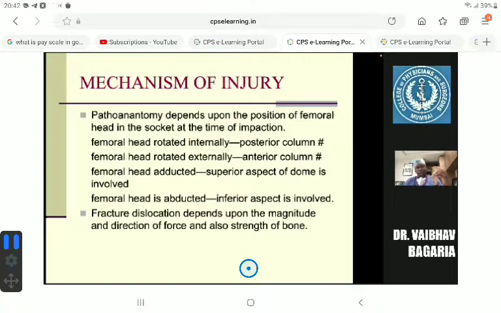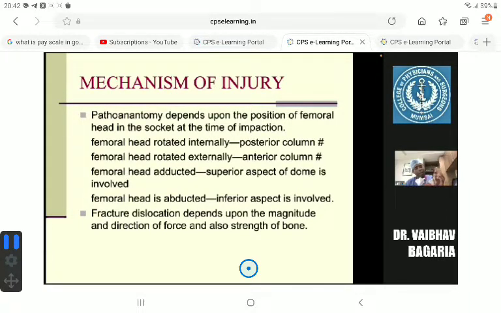So as I was telling you, this is the model of the pelvis. This is your anterior column, and this is your posterior column. This is the greater sciatic notch. This is the lesser sciatic notch. This is the anterior rim. So if your head is internally rotated on impact, this is going to fracture. Similarly, if the head is rotated externally and it gets impacted, it's the anterior column that's going to get fractured.